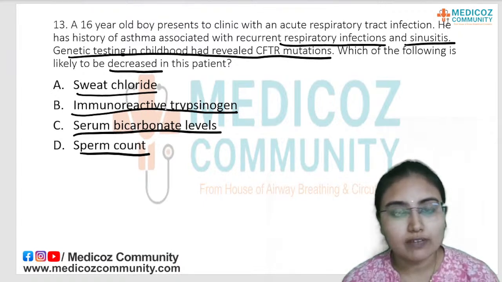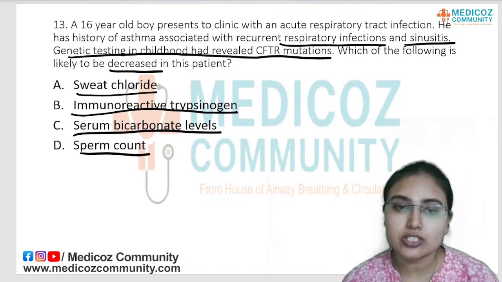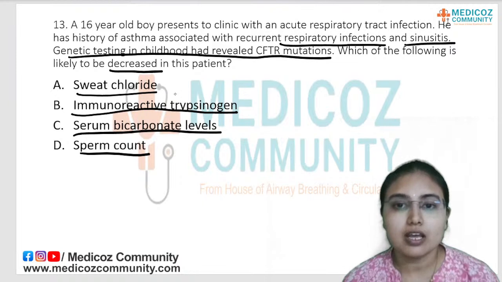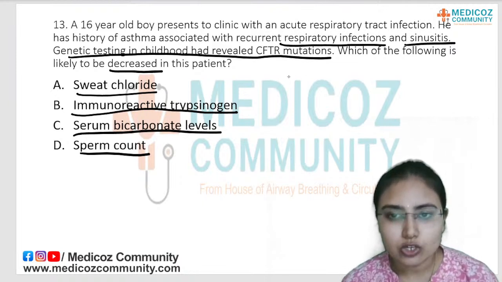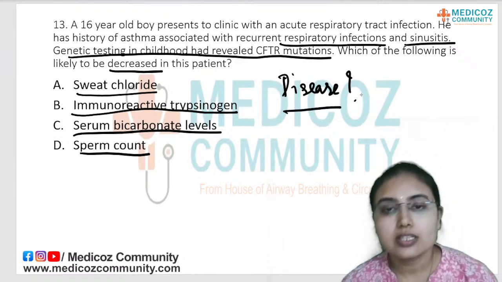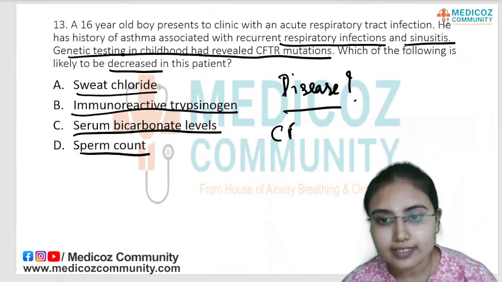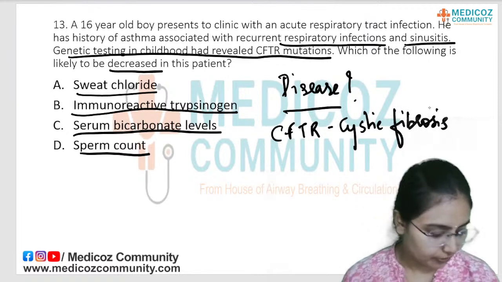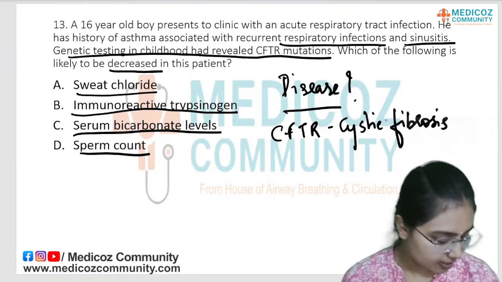First of all, when you approach such clinical questions which ask you seemingly confusing concepts, you're first supposed to find out what is this disease. So students, what disease are they talking about? They are talking about something which has a CFTR mutation, which is the famous cystic fibrosis. So cystic fibrosis, correct.